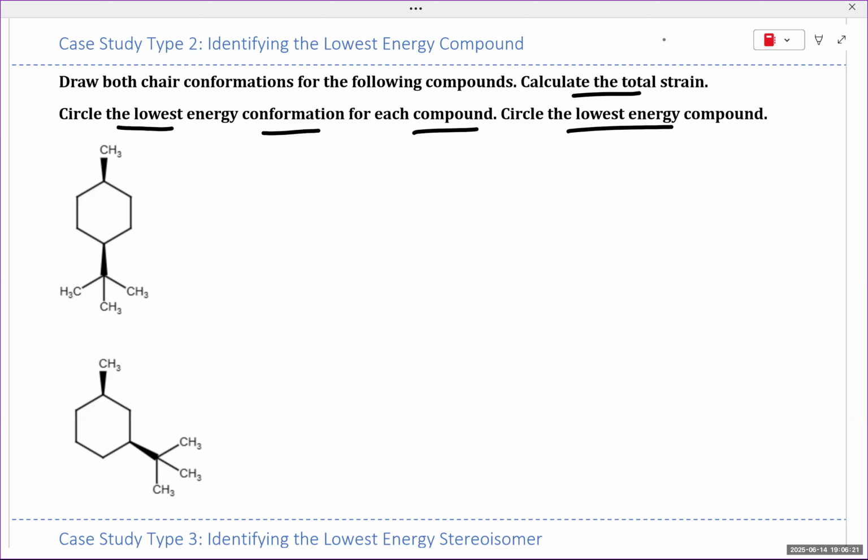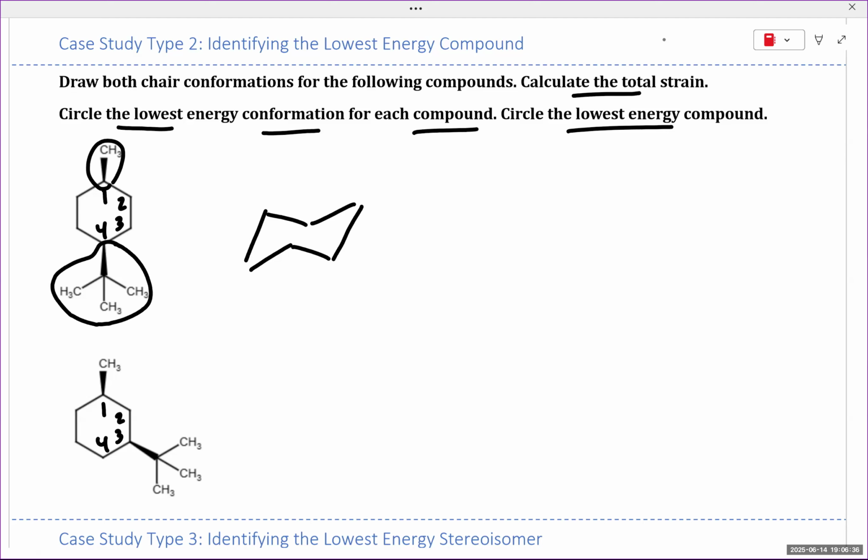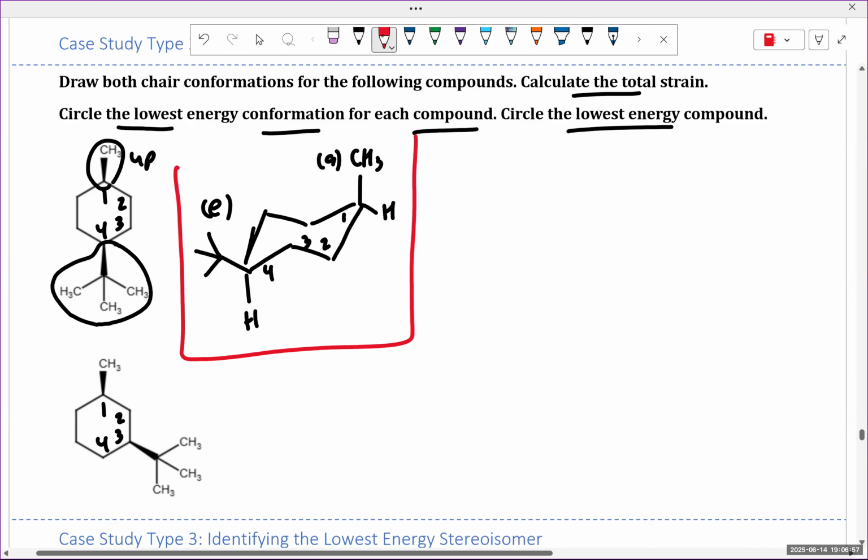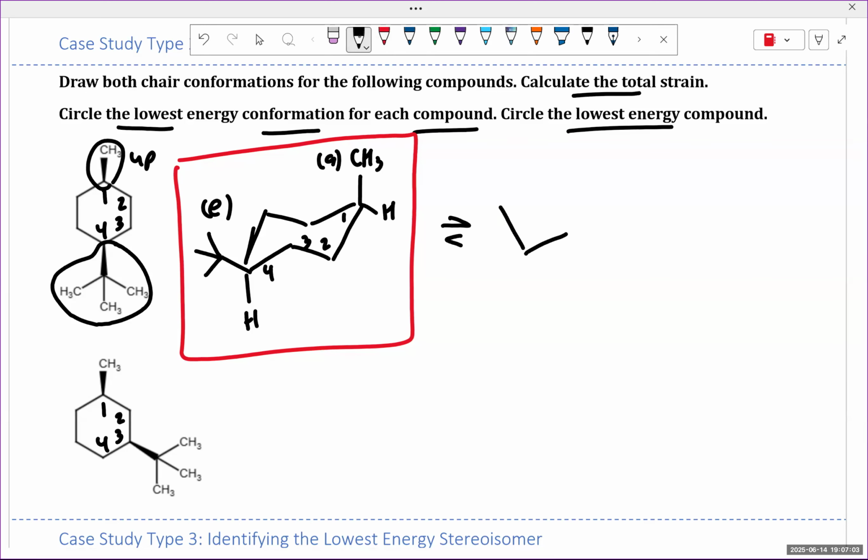Okay, so first and foremost, let's do some carbon numbering. 1, 2, 3, 4, 1, 2, 3, 4. I'm going to draw out one of my chair conformations. In this case, both the methyl group and the tert-butyl group are pointing up. In this case, at carbon 1, the up position is axial. The 4 position, the up position is equatorial. Without doing any calculation, this is going to be the lowest energy conformation for this compound because it's the only one that places the tert-butyl group in the equatorial position.